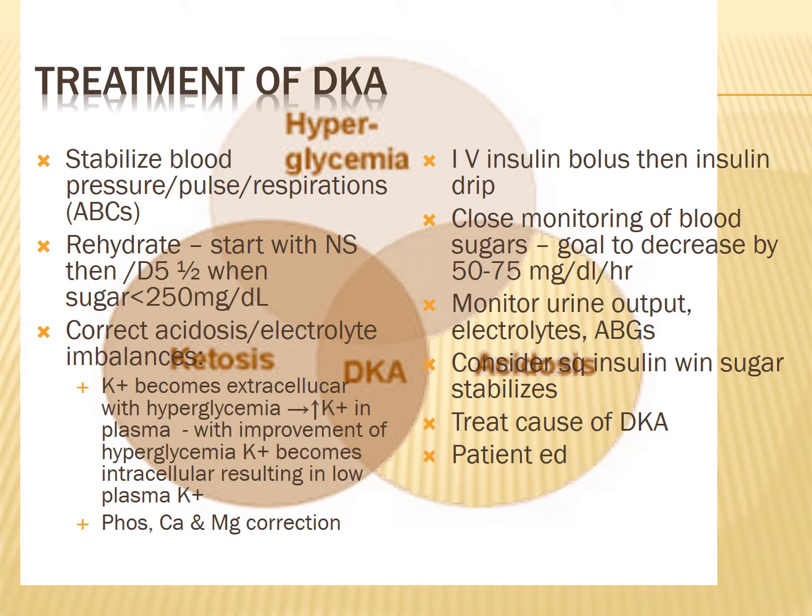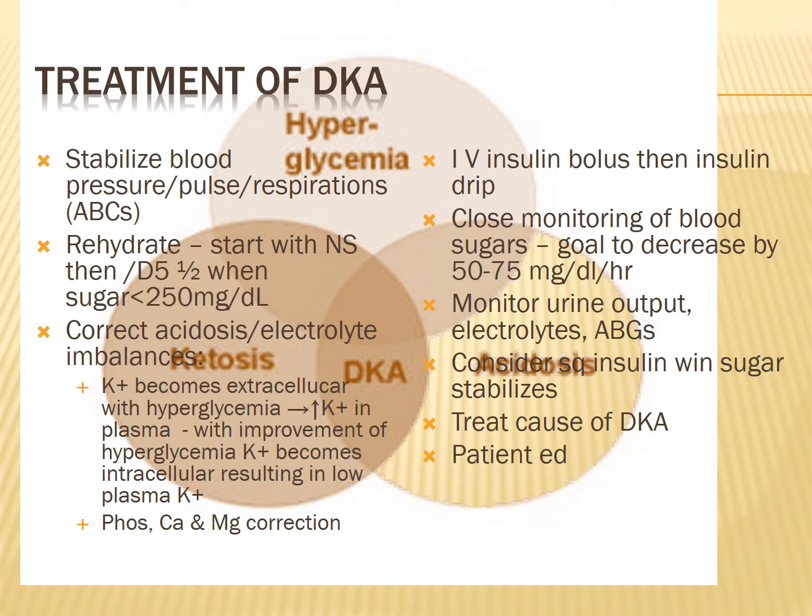We're going to start an IV insulin bolus and then an insulin drip on these individuals, and follow their blood sugars very closely. And our goal is to get the glucose down between 50 and 75 milligrams per deciliter per hour. So we're probably going to be doing hourly sugars and even closer than that if need be. We're going to be monitoring their urine output, their electrolytes, ABGs. We want to watch the correction.